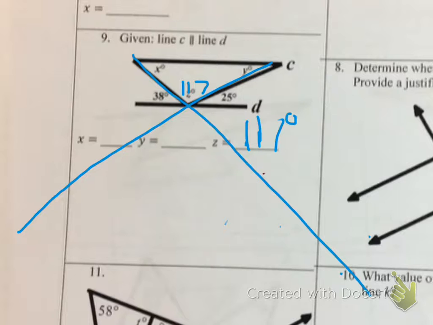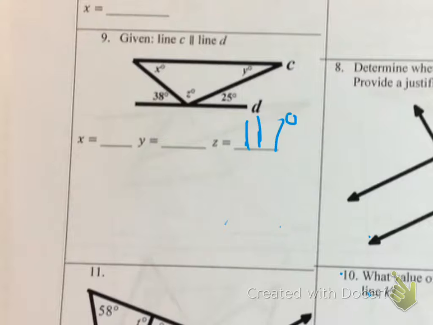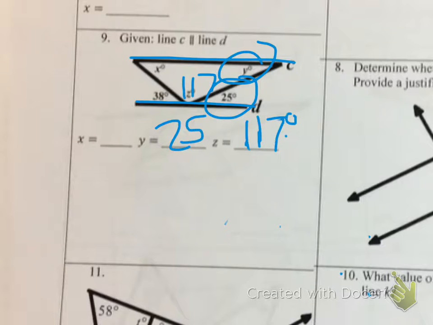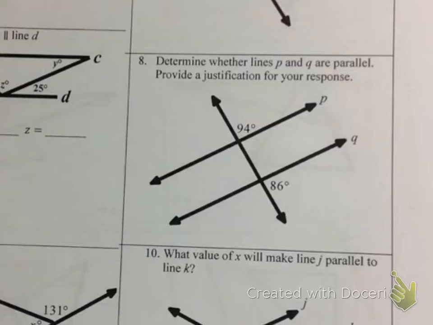Okay, I messed up. So we're going to erase these two lines. And this is 117 again. Since the lines C and D are parallel, if there's a line, it's just going to reflect, it's just going to flip. So this is 25, so Y would equal 25 as well. And since this is 38, X will equal 38. Okay, we're going to go to the next problem.